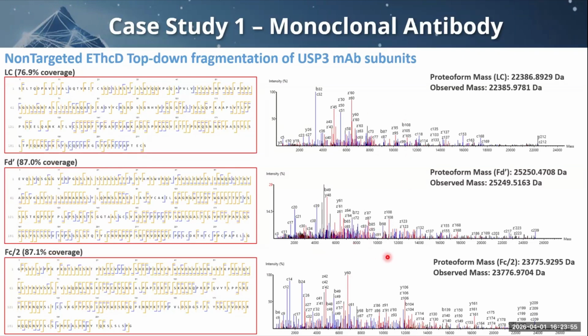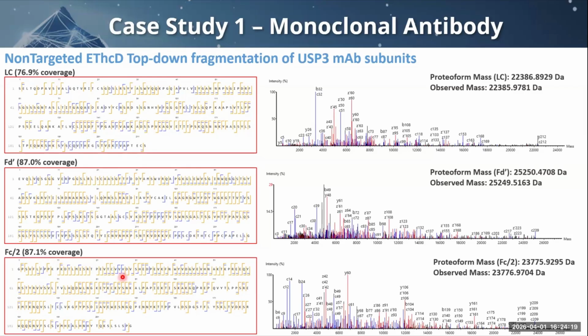On the right here, it's the corresponding spectra that was used to match to the protein. First, I want to point out that we've got coverage across a lot of the intact proteoform. And we're able to detect the light chain at 76.9% coverage, the Fd prime at 87%, the Fc/2 at 87.1%.